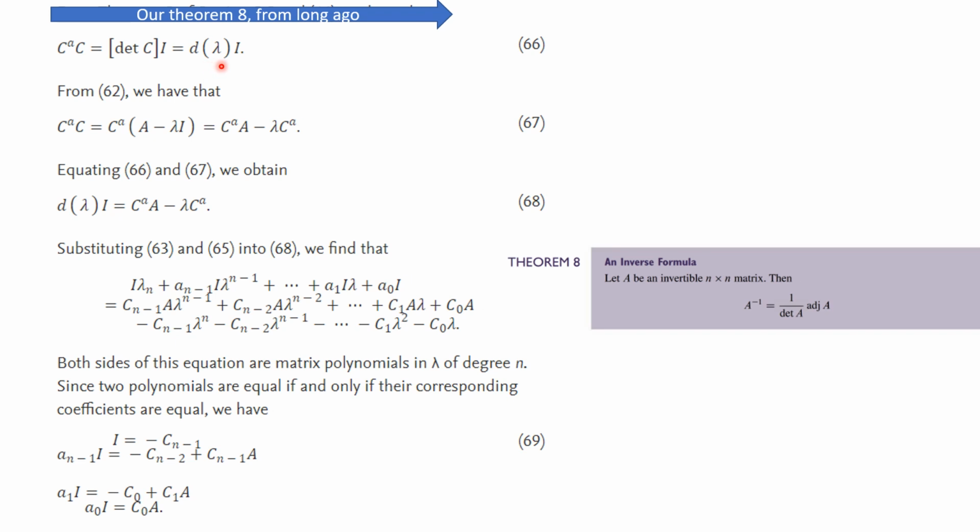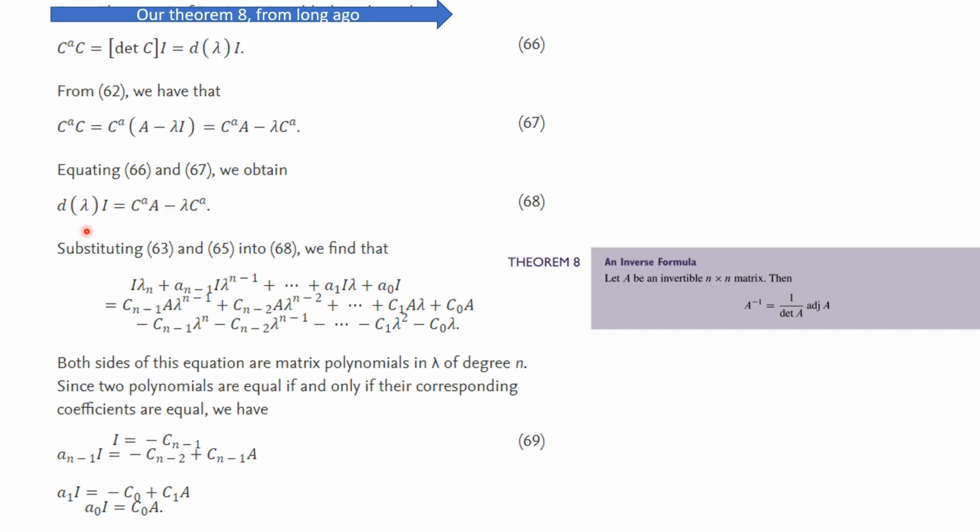So you see what that means is that from 62, that previous theorem, we have that this times this is equal to Ca times C. C was A minus lambda I. I can distribute the adjoint, and what I will get is Ca times A minus lambda Ca. And so I can equate one term from 60, the left-hand side here, with this, and I have that d of lambda I is equal to this product.